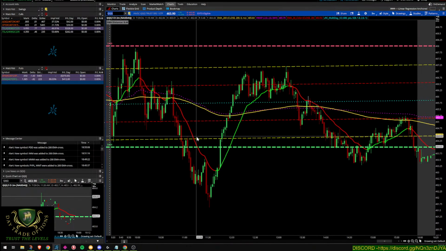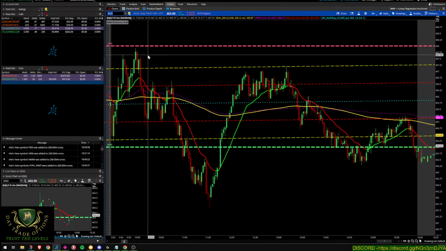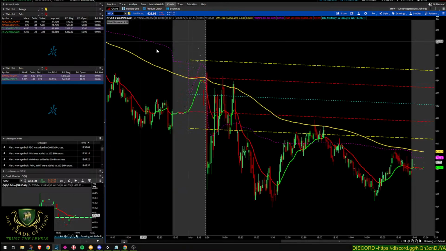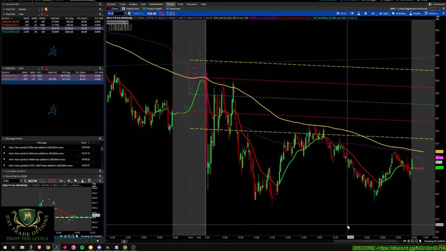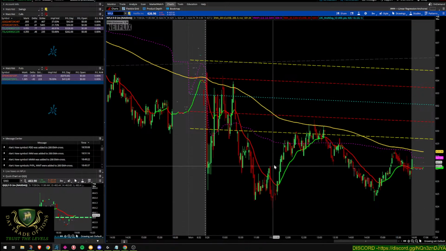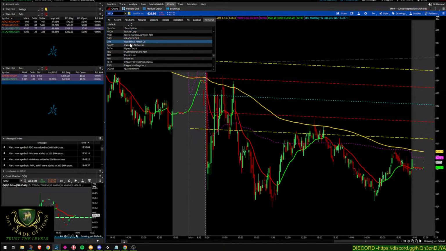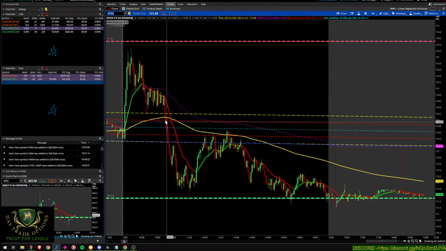I had heard the other group that I was in had taken Netflix. I never even looked at Netflix today. I just don't like trading Netflix. Look at that NAS. That is just, no, no, no. Not for me. There's too many other stocks to trade.